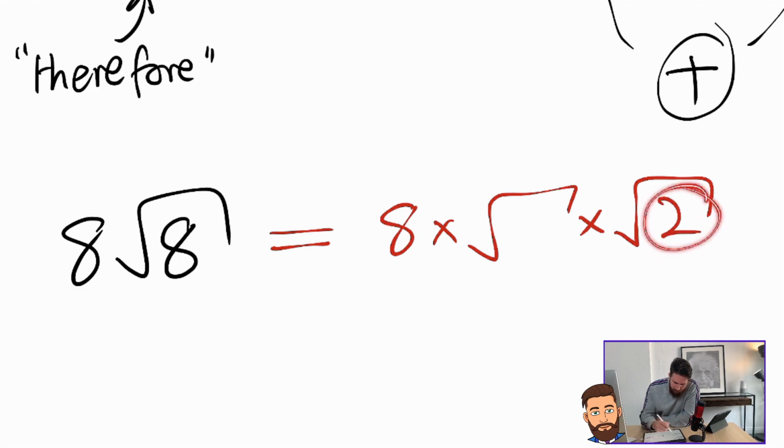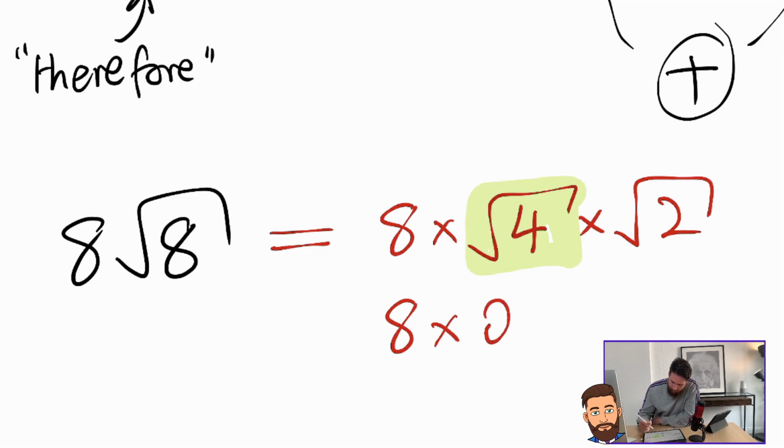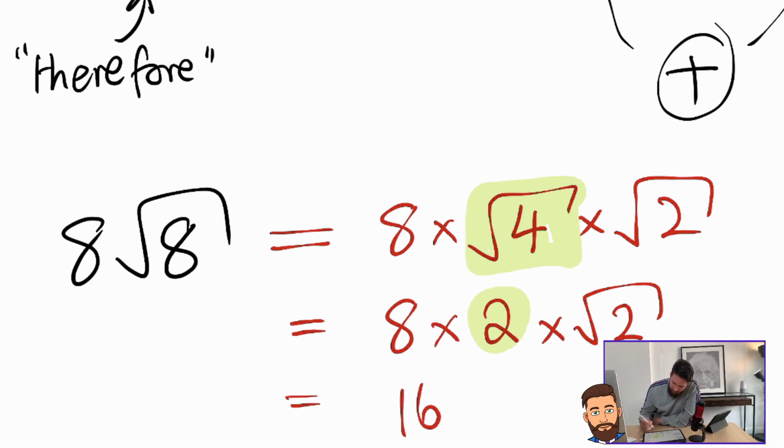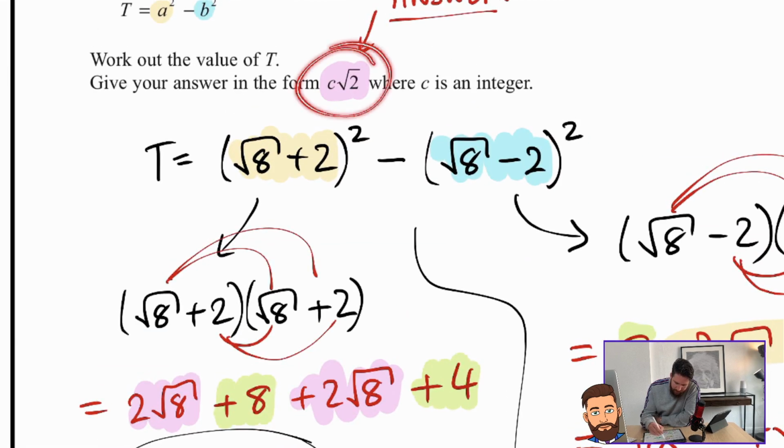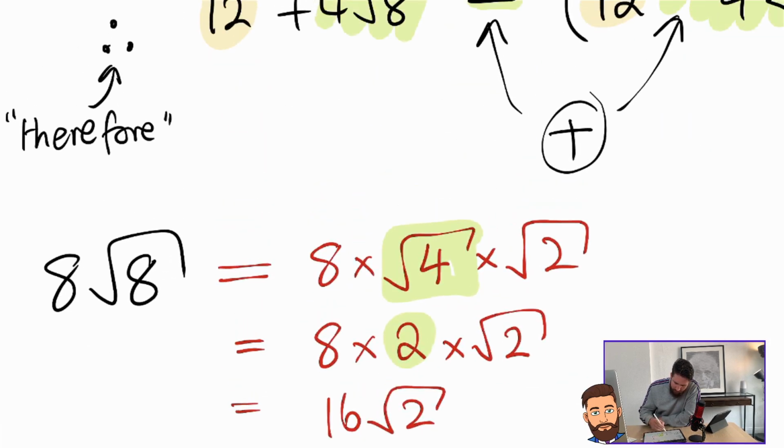What do you times 2 by to get 8? 4. What a surprise. 4 is a square number. What does 4 square rooted go to? 2 times the root 2. Okay, so now we can tidy up. 2 times 8 is 16. Root 2. My final answer is 16 root 2. And does that look like what they told us it should look like? Yes. C in my answer is 16.